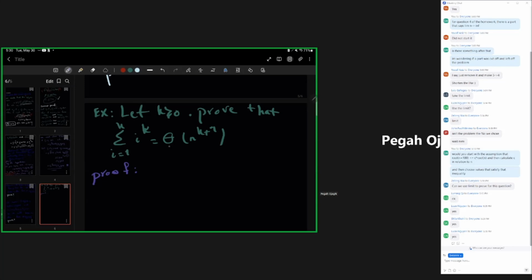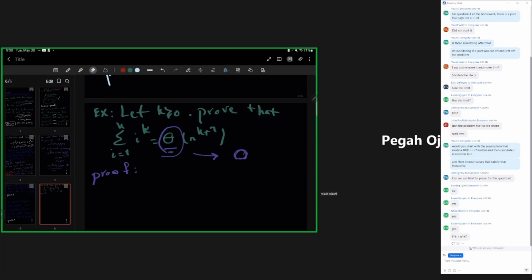So let's look at this one. I want to prove theta. For proving theta, I can do two things. First I prove big O, and then I can also prove big omega. If I prove both of them, I already proved big theta. I just need to prove this one. Yes, correct. So how do we do that? Observe.